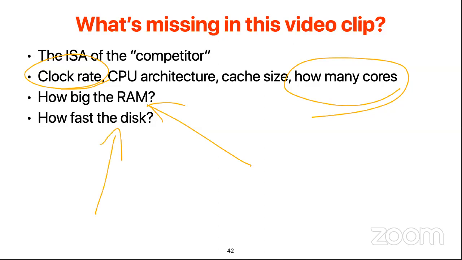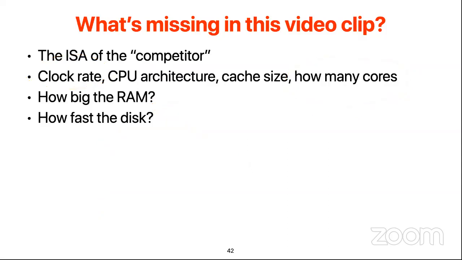And how fast is the disk? Maybe they are using a conventional hard disk drive for the competitor's computer, right? So that information is missing. So that's not a fair comparison in this way, right?